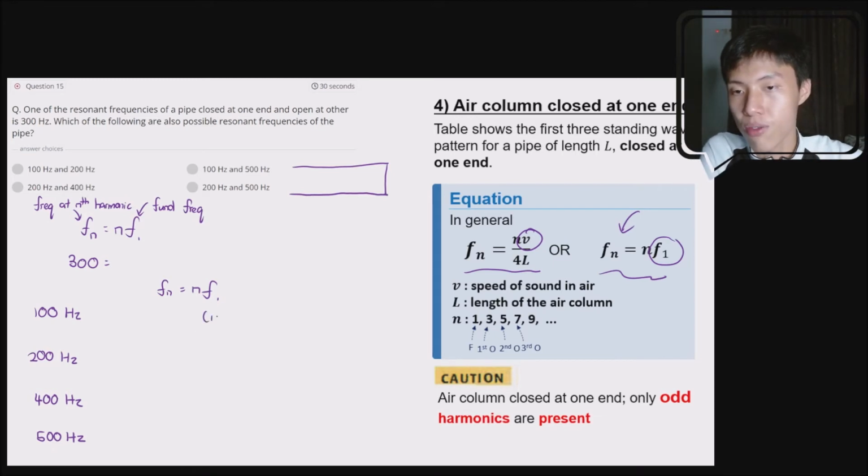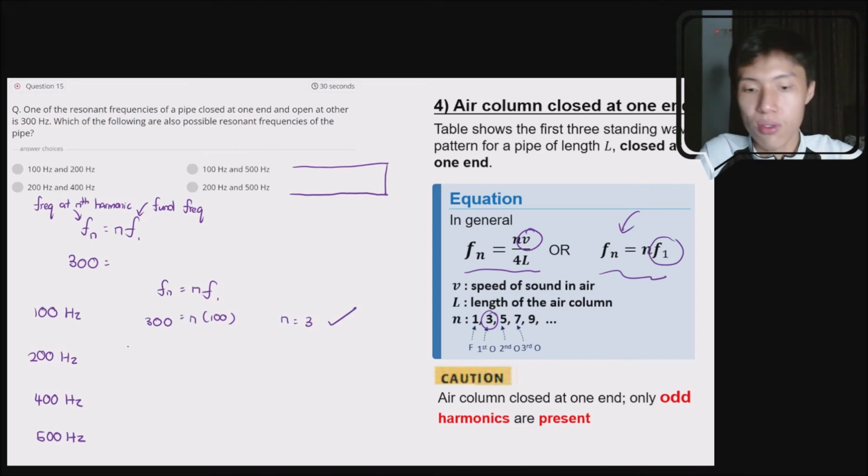So you sub in 100 for the fundamental frequency, you sub in 300 for the resonant frequency given over here. So what will be the answer for n? Your n will be equal to 3. So 3 is one of the values here, so this is fine.